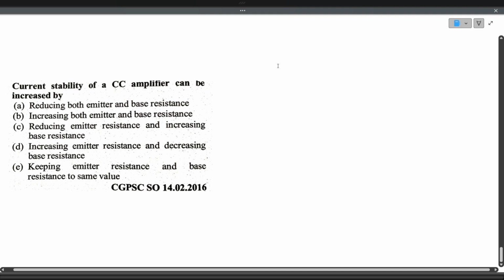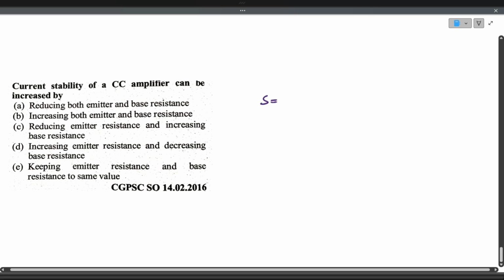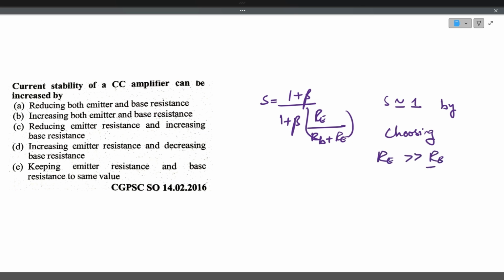The current stability of the CC amplifier can be increased by. Here the stability factor is equal to 1 plus beta divided by 1 plus beta times emitter resistance divided by base resistance plus emitter resistance. So the stability factor can be made approximately closer to 1 by choosing the emitter resistance greater than base resistance. Okay, so this is the stability factor formula for the CC amplifier or CE amplifier. More or less it will be the same.